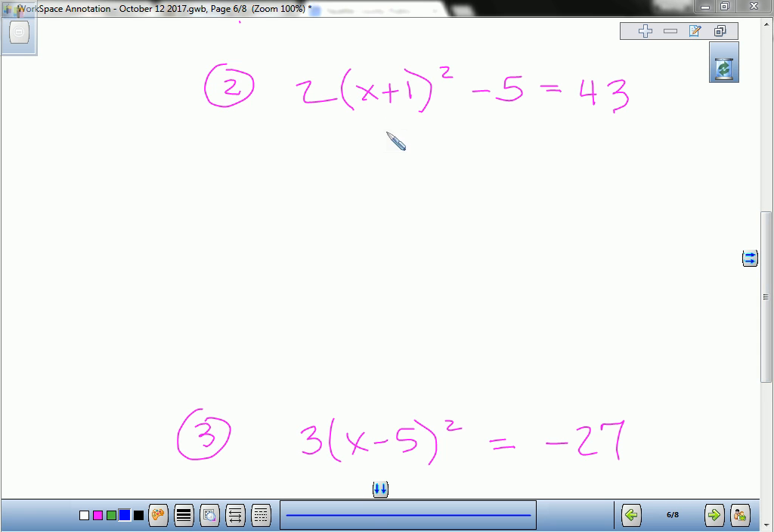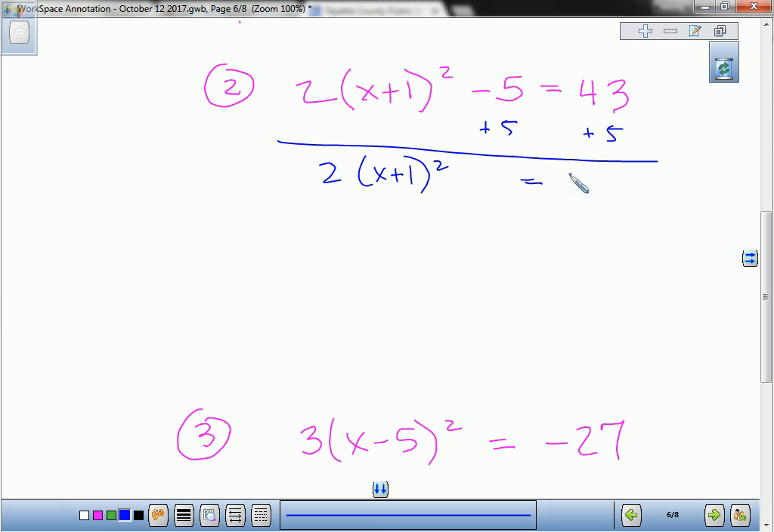Alright, example 2. So we need to get x to a power by itself. So this time more stuff has to move. So what do we move first? The 5. So we get 2 times x plus 1 squared equals 48. Now what do I do? Divide by 2, multiply by 1/2. Very good. So we get x plus 1 squared equals 24.